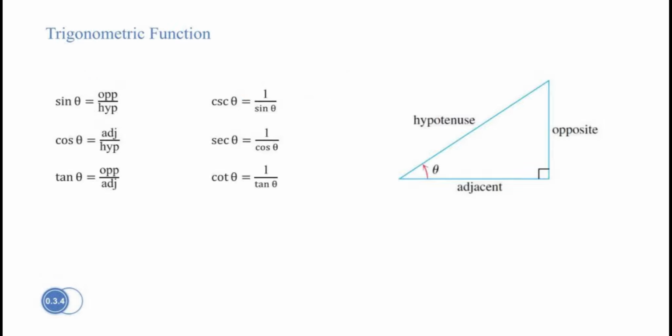Now we are moving into trigonometric functions. Trigonometric functions describe the relationship between an angle and side length in a right triangle. The three main trig functions are sine, cosine, and tangent. For angle theta, sine is opposite over hypotenuse, cosine is adjacent over hypotenuse, and tangent is opposite over adjacent. We also have three reciprocal trig functions: cosecant, secant, and cotangent. These are the reciprocals of sine, cosine, and tangent.